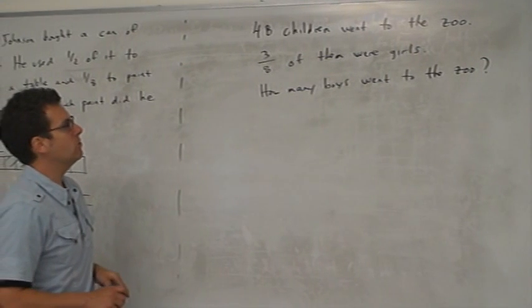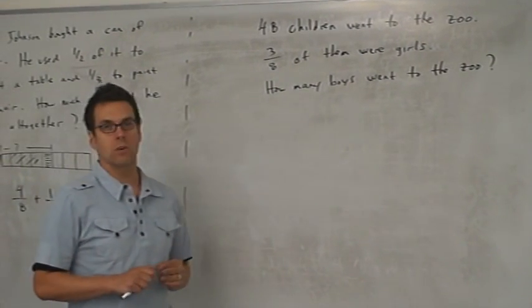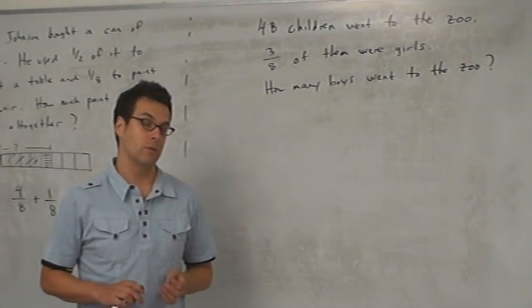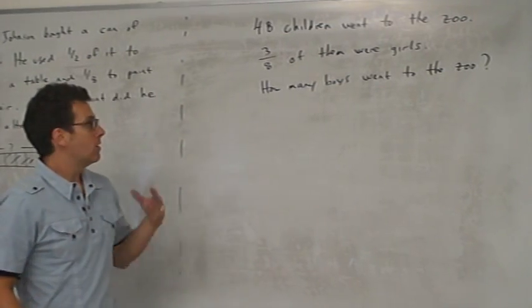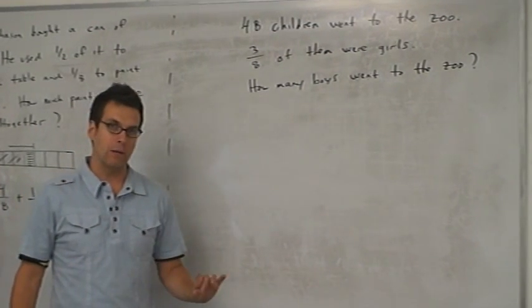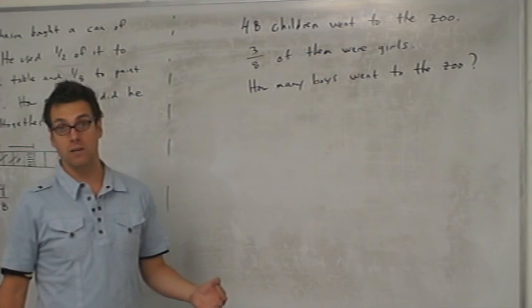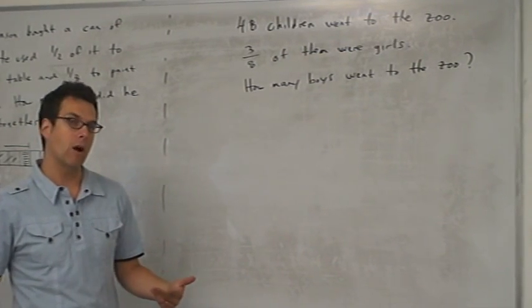48 children went to the zoo. 3/8 of them were girls. The question asks how many boys went to the zoo. Now, hopefully, again, students will be able to just read the problem and figure out the correct arithmetic needed to solve the problem without having to resort to drawing bars.